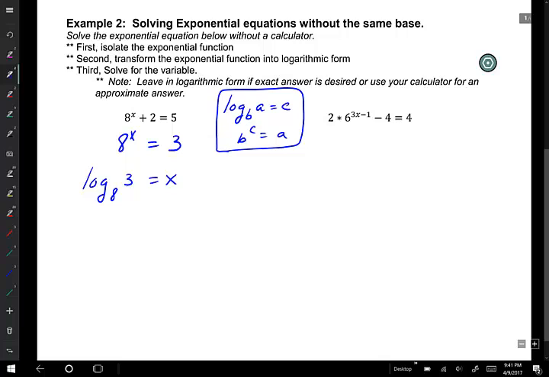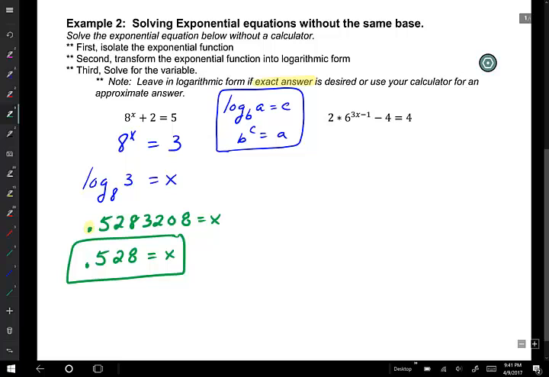Now, this is an exact answer, and so if they ask you for an exact answer, then you're going to leave it in the logarithm form. However, if they ask us for a decimal form, we're going to use our alpha math function, and we're going to plug our values in of 8 and 3. And that's going to give us an answer of 0.5283208 equals x. And rounding that to the nearest 3 decimals, that's 0.528 equals x. So in blue, we have the exact answer, and in green, we have the approximate answer. And it all depends on what they ask you and how to approach that.